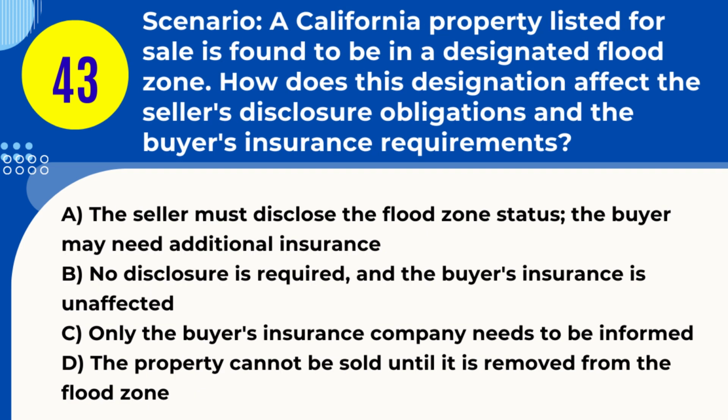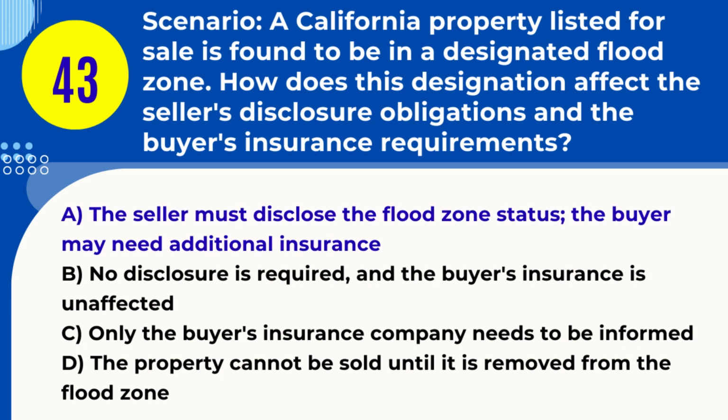Question 43. Scenario. A California property listed for sale is found to be in a designated flood zone. How does this designation affect the seller's disclosure obligations and the buyer's insurance requirements? A. The seller must disclose the flood zone status. The buyer may need additional insurance. B. No disclosure is required, and the buyer's insurance is unaffected. C. Only the buyer's insurance company needs to be informed. D. The property cannot be sold until it is removed from the flood zone.